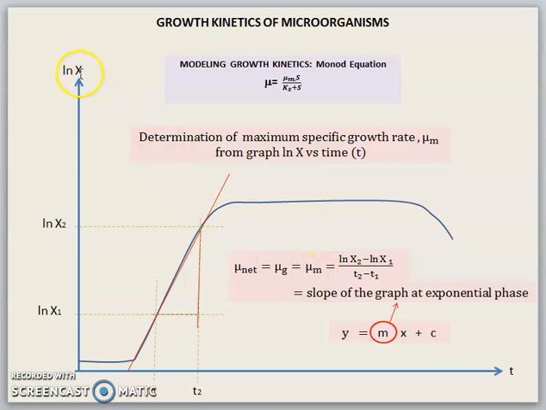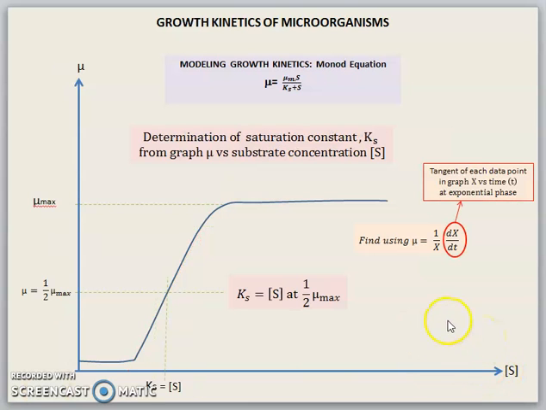Right? If you plot x over t, then the slope of the graph is not mu max, if you're using the Excel. Alright, so you need to learn the x value first, plot the ln x value versus t, then the slope of the graph will be the value of mu max.